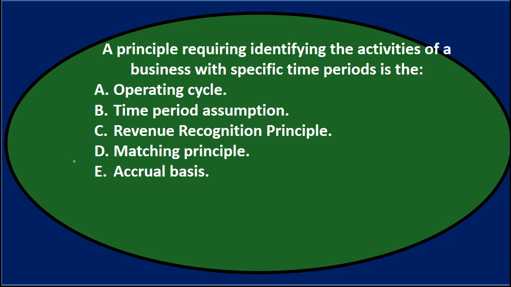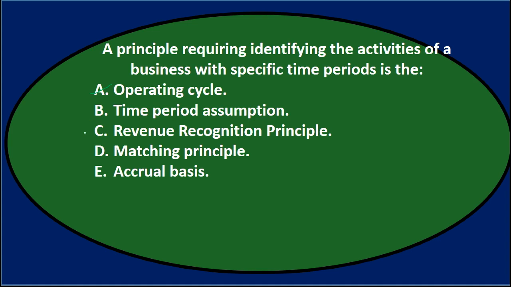Accrual principle. If we go through these, once again, the question of a principle requiring identifying the activities of a business with specific time periods is the A. Operating cycle. So I don't think that's going to be it. We're not requiring the identifying of activities of a business with a specific time. Operating cycle kind of talks about a time frame, but it's not going to be the operating cycle. Time period assumption. So that's going to assume that we have a time period that we're going to be applying to. It sounds pretty good. We're going to keep that here.